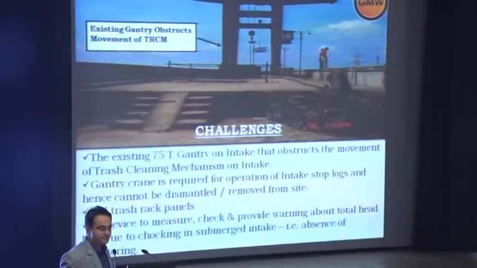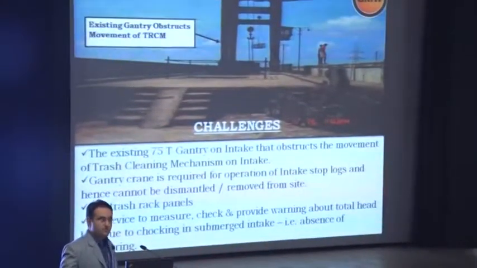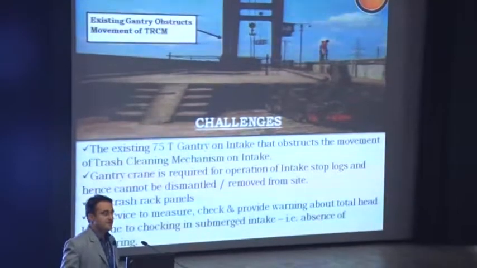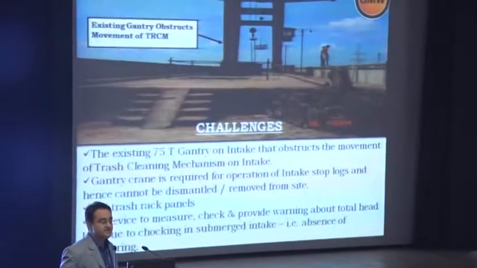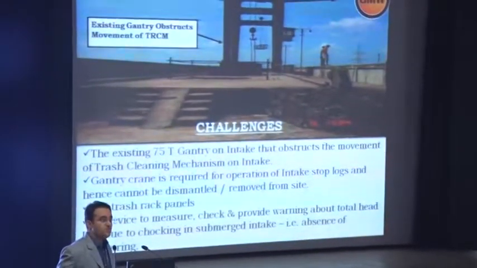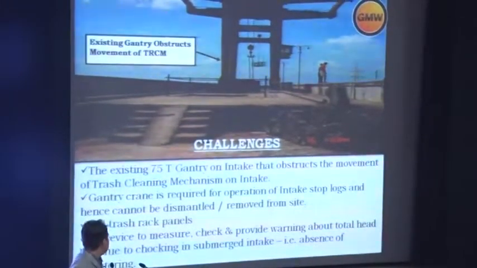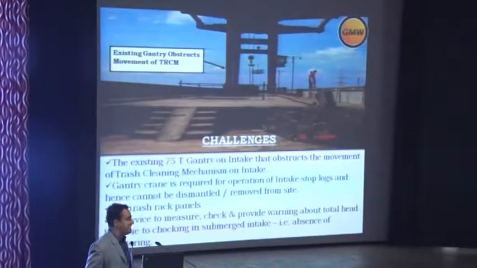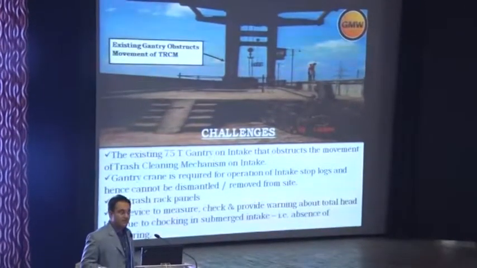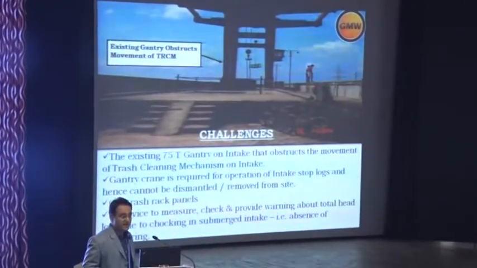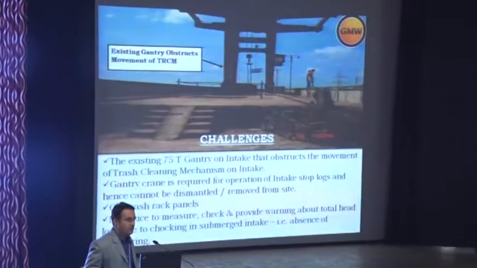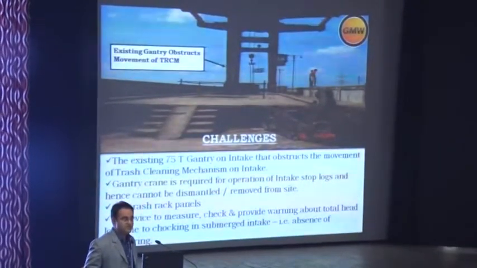These are just a few problems. The biggest problem standing in front of us was a giant-sized gantry, which actually obstructs the movement of the trash picking machine. And if we took up space, if we provided a mechanism over there, that would either obstruct the movement of the gantry or obstruct the movement of the trash handling mechanism. The trash panels are quite old and not aligned, so we have to replace them as well.